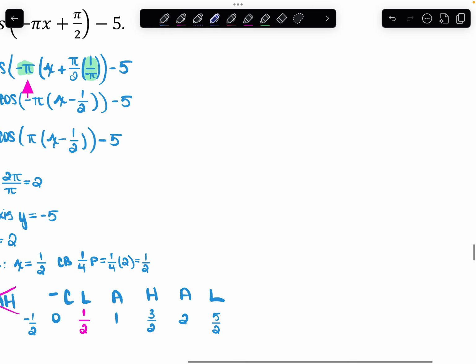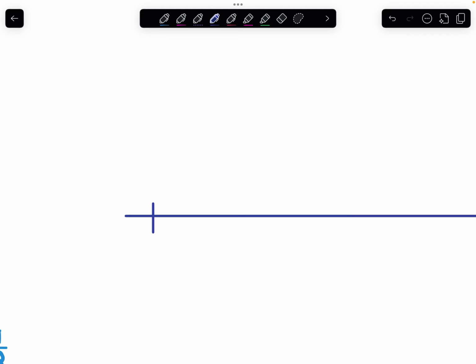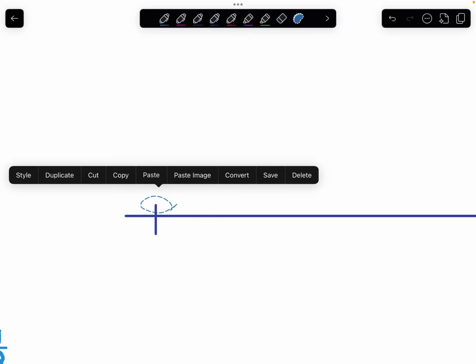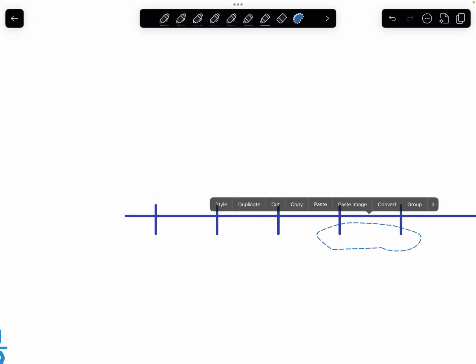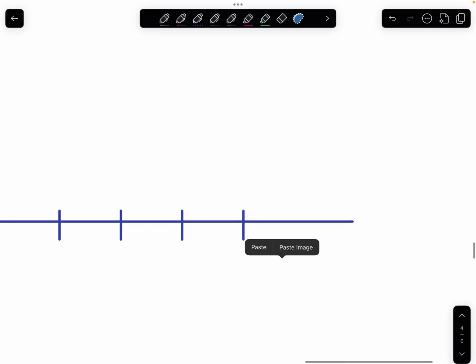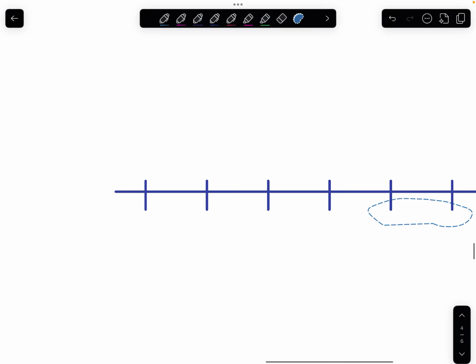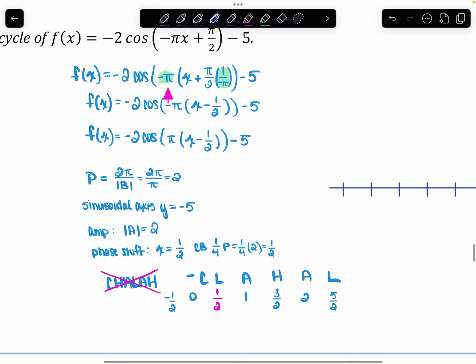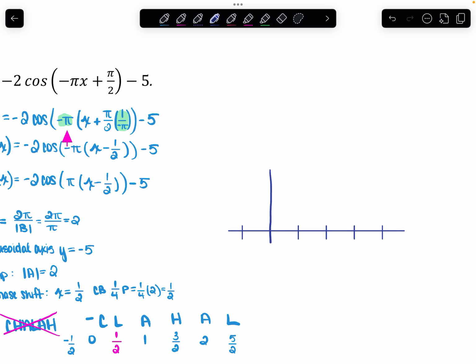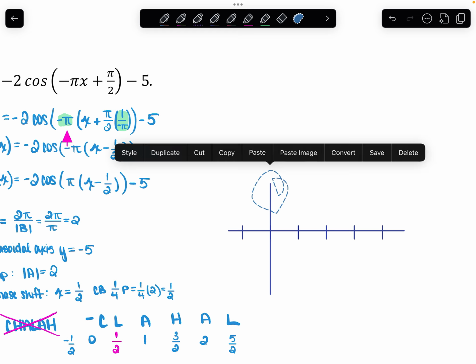Graph. Copy, paste, nitpicky details. Let's go a few more. That should be good. 1, 2, 3, 4, 5, 6. Okay. All right, 0 is one of our critical values, so that means I can put my y-axis in here. Actually, since everything was negative, we'll drop it a little bit.